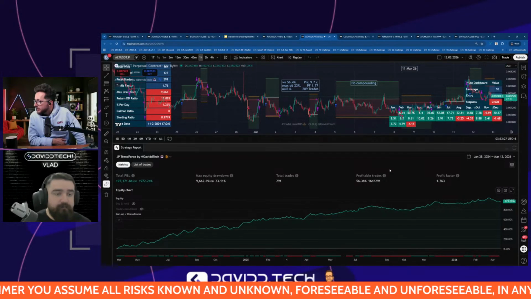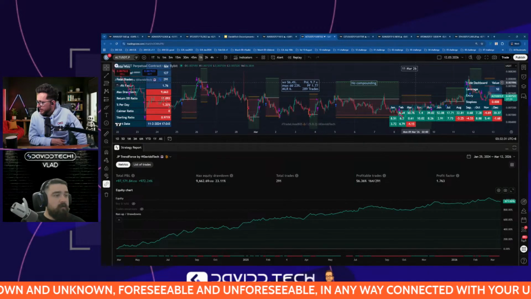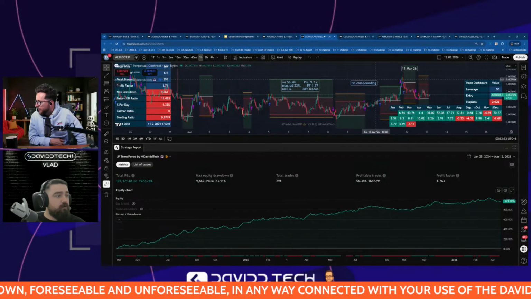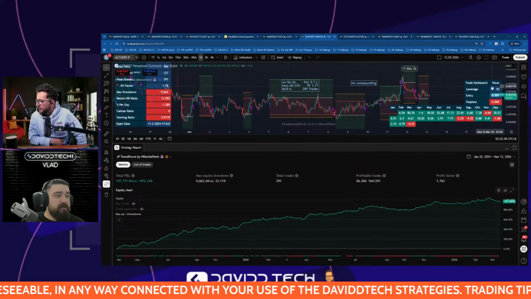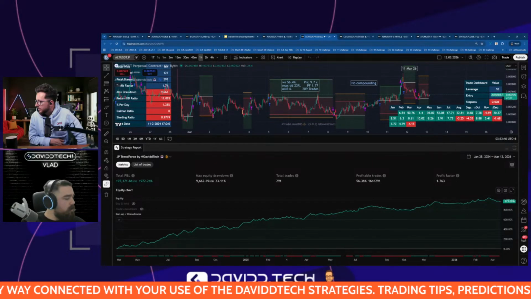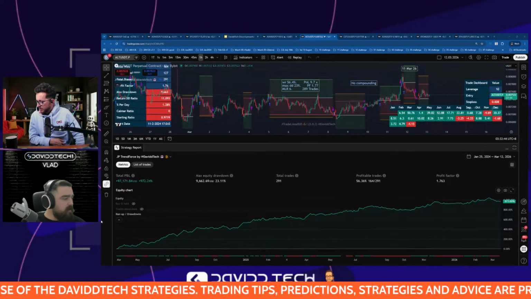Sorry? It says no compounding in the text. I wonder what that means. Not sure what no compounding is, because there is definitely some leverage. Maybe the operator, because I've seen he's here, can elucidate us a little bit.